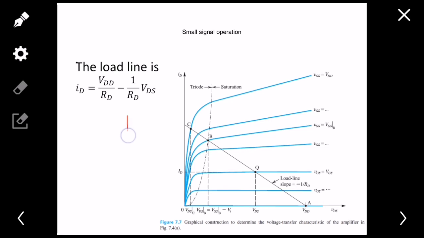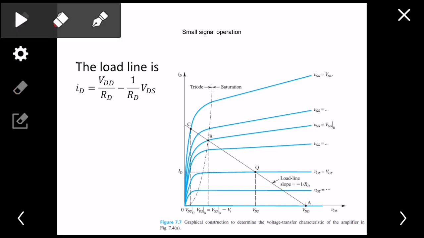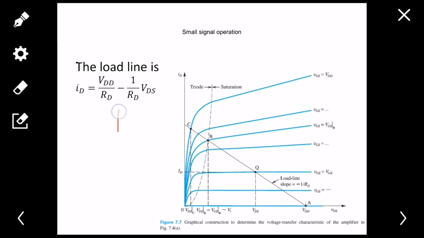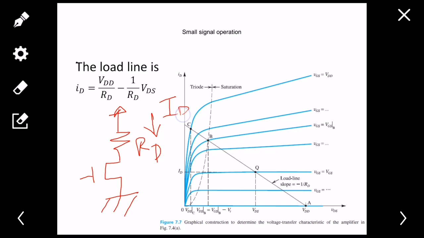Sorry, my mistake. Let me draw the circuit. Okay, so then there is a resistance and this is MOSFET, and this is a simple circuit already. So a current is flowing in this direction. This is my ID, and I have actually coupled an AC along with the DC at the gate.